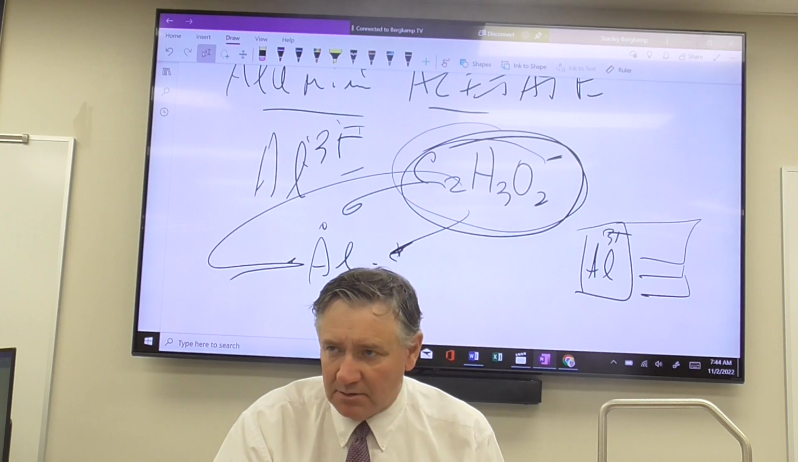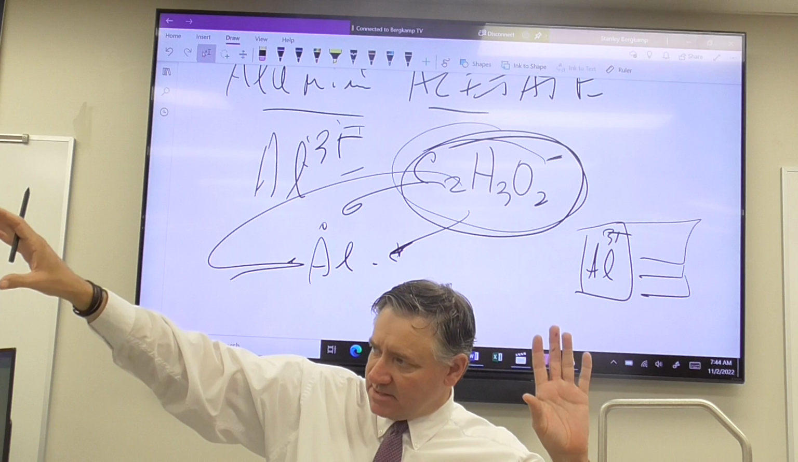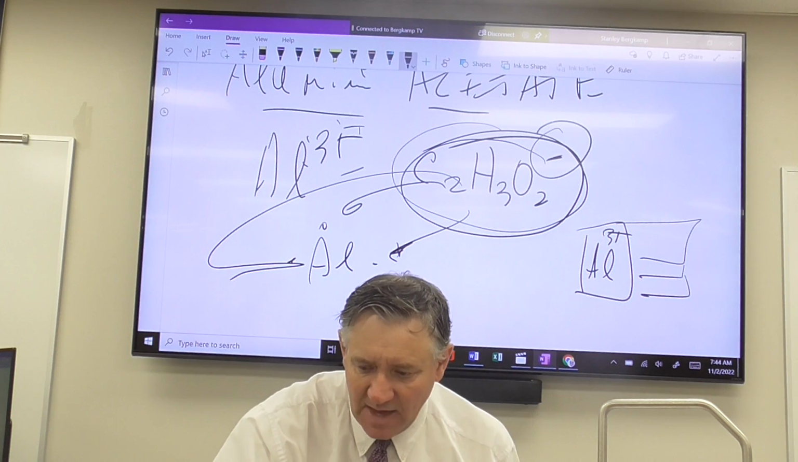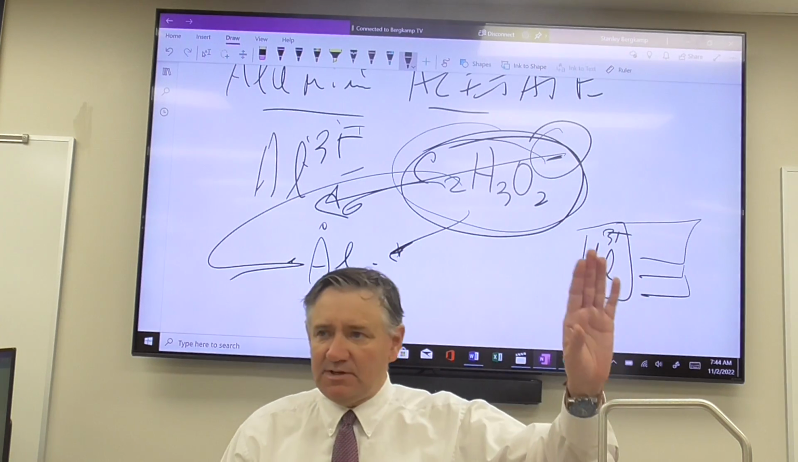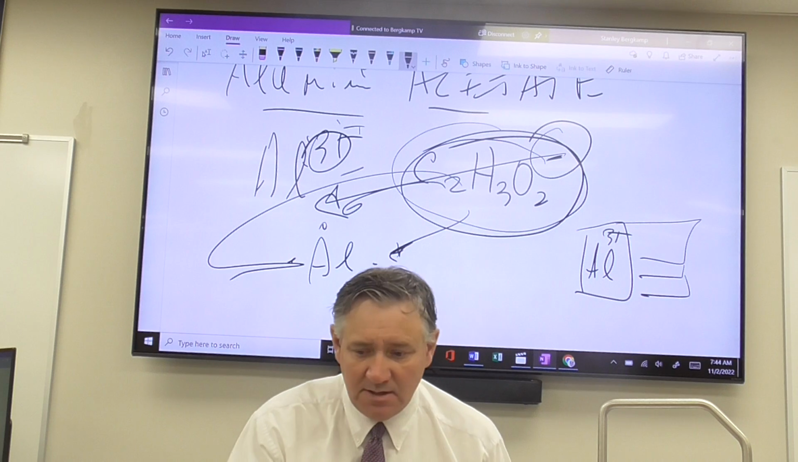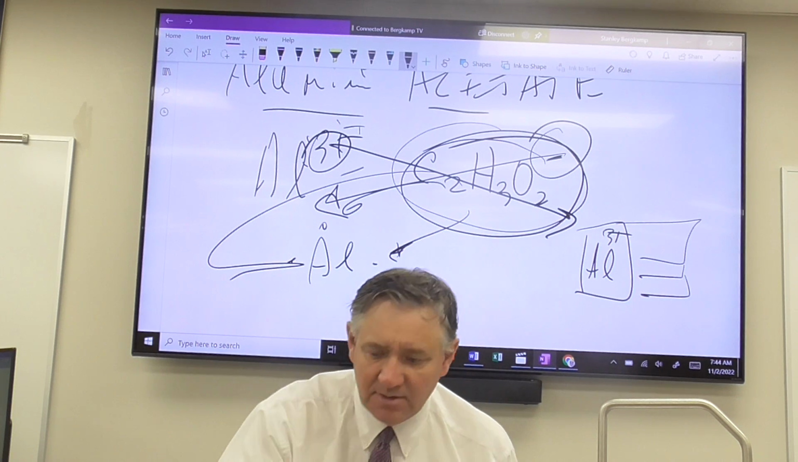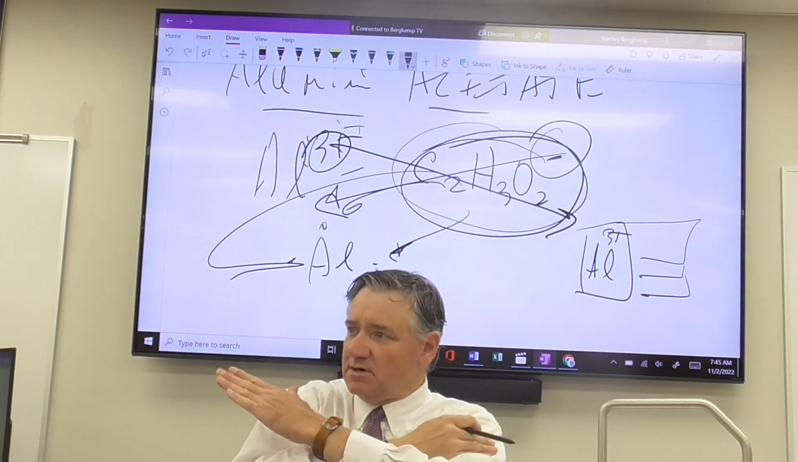You write these out with their oxidation numbers. Al3+, acetate 1-. You take that value of 1 and you bring that down here, that's gonna be the subscript for the aluminum. You take that 3 and you move it down here, that's gonna be the subscript for the acetate, okay? You just cross these over.